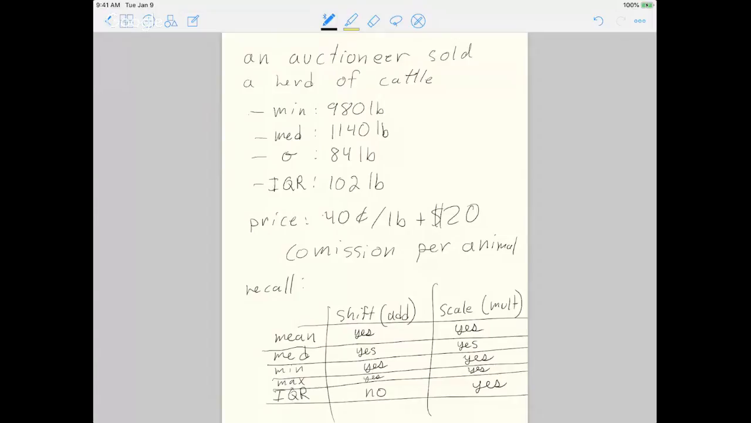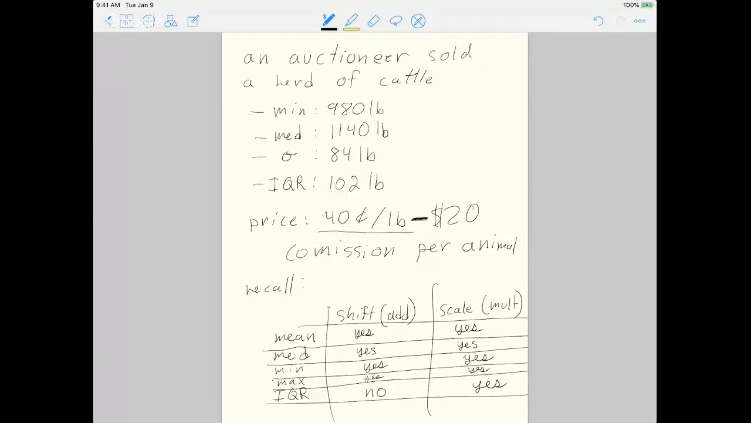We're also given that for every cow, we take its weight and get 40 cents per pound, but we don't just get that, the auctioneer takes $20 a cow. So that should have been a minus sign there. Good thing we checked back through this. Okay.